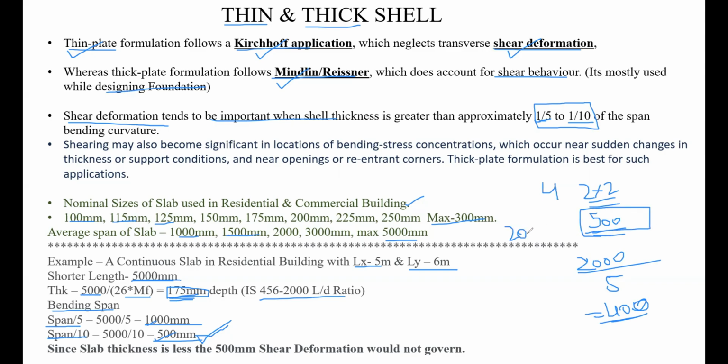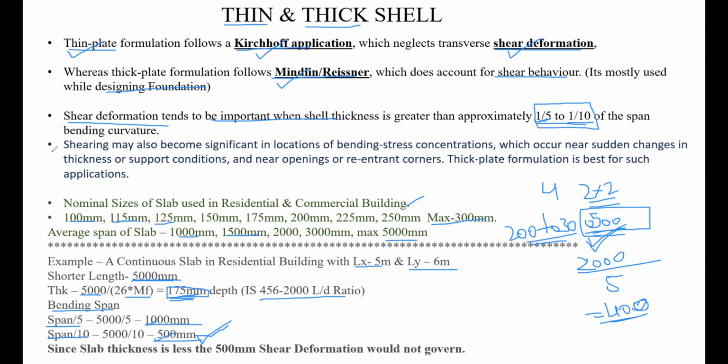We cannot provide a foundation of 200 to 300 mm thick. It will not suffice for punching and one-way shear. So we basically provide 500, 600 and 700 mm depth. In that case, the ratio of 1 by 5 and 1 by 10 is exceeded. So the thick plate is mostly used while designing the foundation.